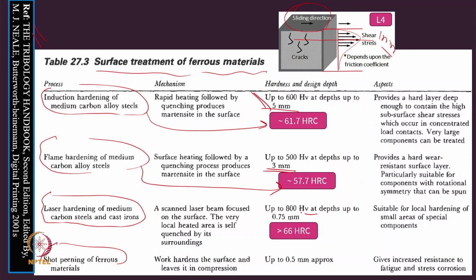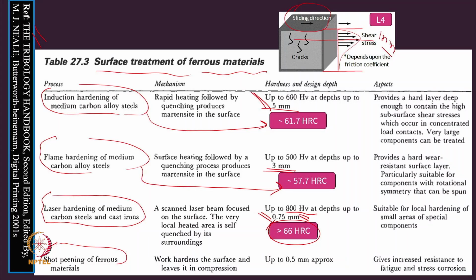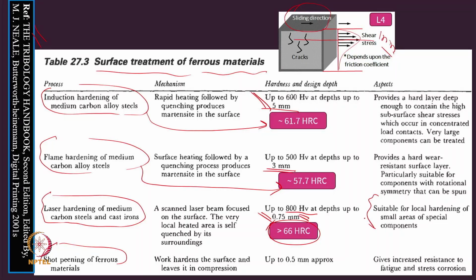Laser gives a very high hardness, something like more than 66 HRC, but the depth is only 0.75 mm. So it depends. If I do analysis and find that the maximum depth of the stress is only 0.25 mm, or maybe 250 micron below the surface, I may go ahead with the laser beam related heat treatment or laser hardening treatment, because it is instantaneous and the hardness is very high. It may be a very good solution. It may provide a good solution for us.